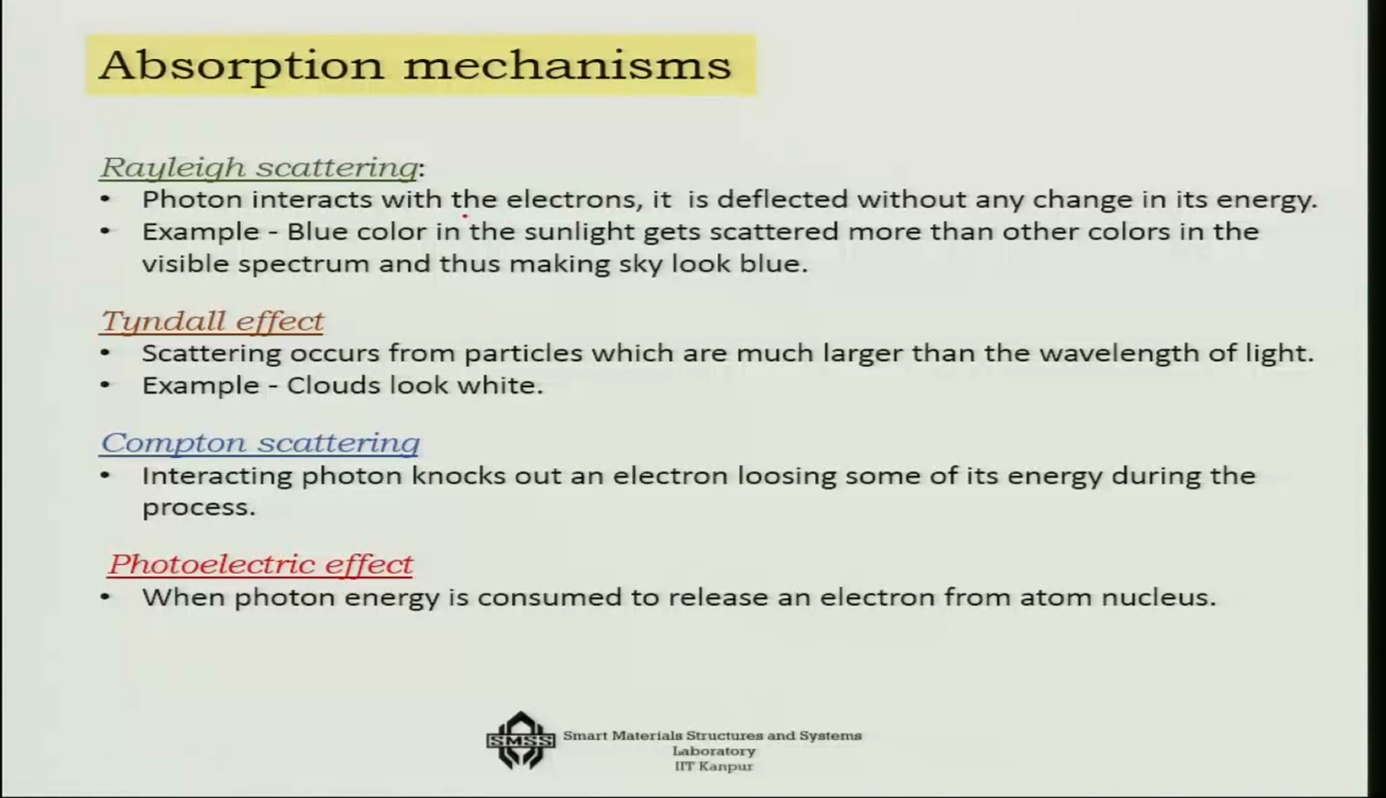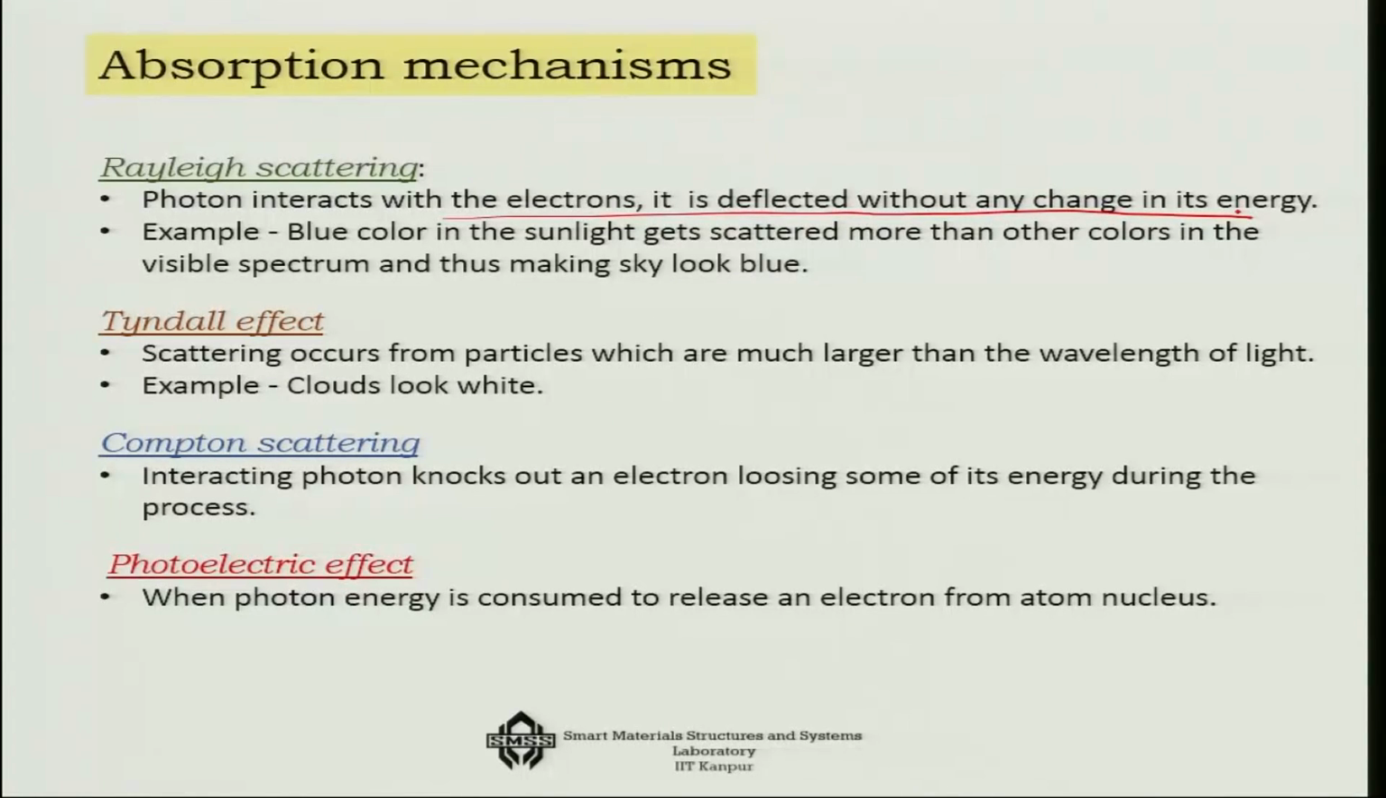There are several absorption mechanisms. One is known as the Rayleigh scattering, where the photon interacts with the electrons and it is deflected without any change in its energy. So, that is called the Rayleigh scattering. This without any change in its energy is very, very important. So, the photon simply interacts with the electron and gets deflected. For example, the sunlight gets deflected and the blue color you see all over in the sky. So, it is like a Rayleigh scattering.